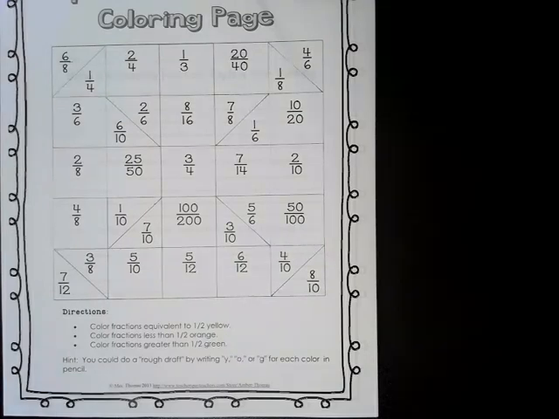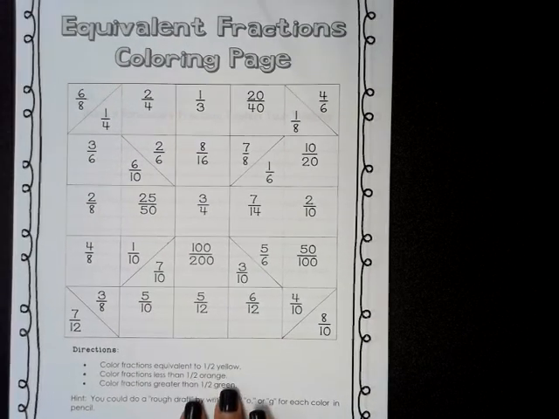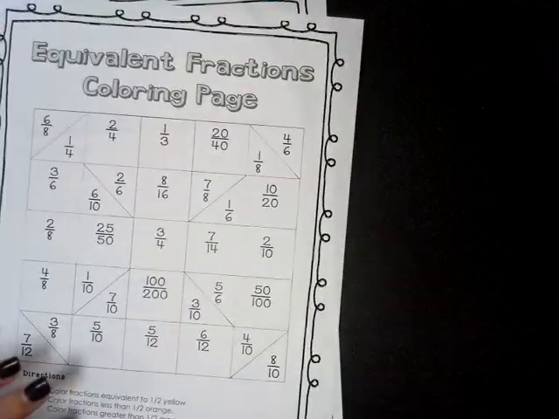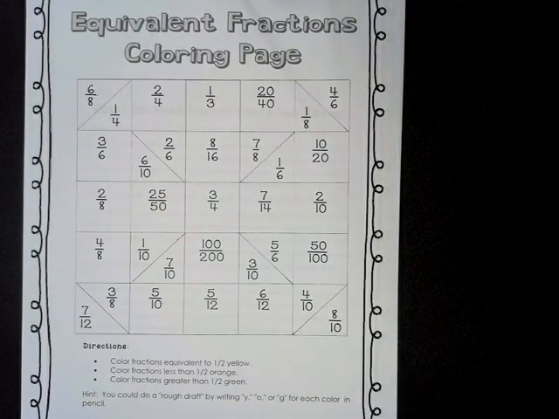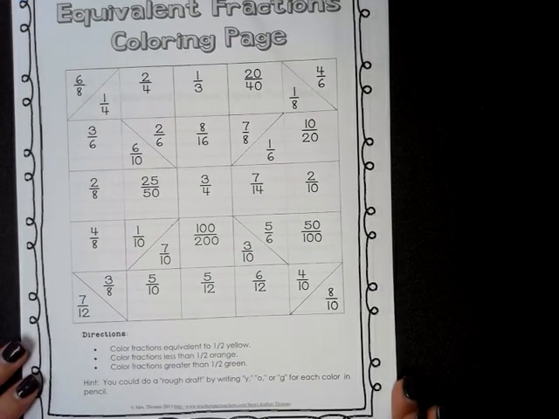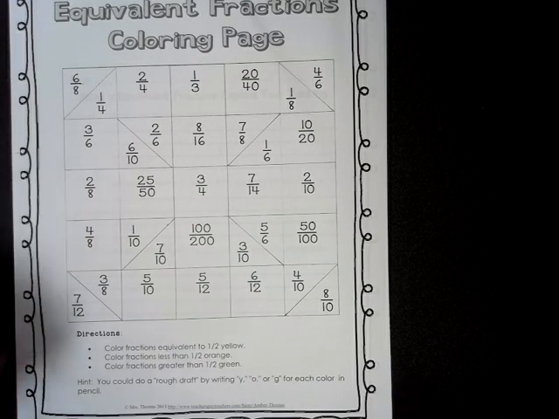So our next individual station worksheet, you're going to grab two papers. I believe I have yours stapled. Take this paper, the equivalent fractions coloring page. If you look down here at the directions, we are going to recognize which fractions are equal to 1/2, which are less than 1/2, and which are greater than 1/2. Each of these fractions, if you were to simplify it, will fall under one of those categories, and then you will decide what color needs to be shaded.